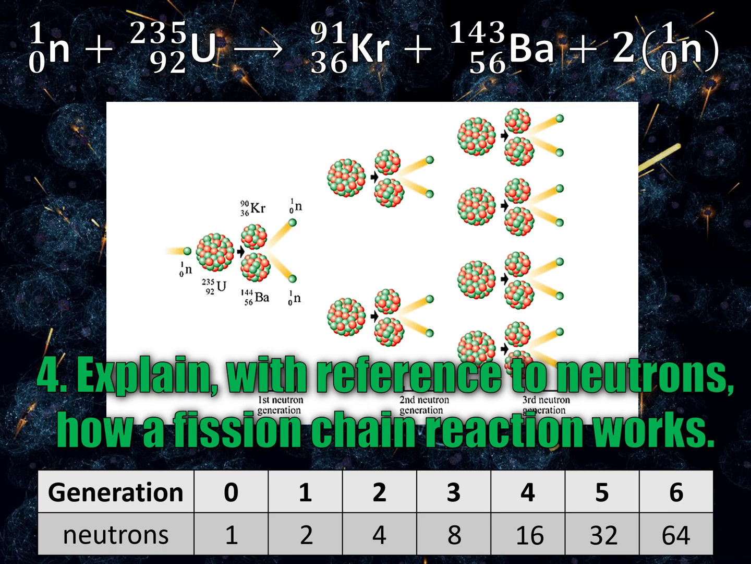This is question 4. Explain with reference to neutrons how a fission chain reaction works. Please pause the video to answer this question.